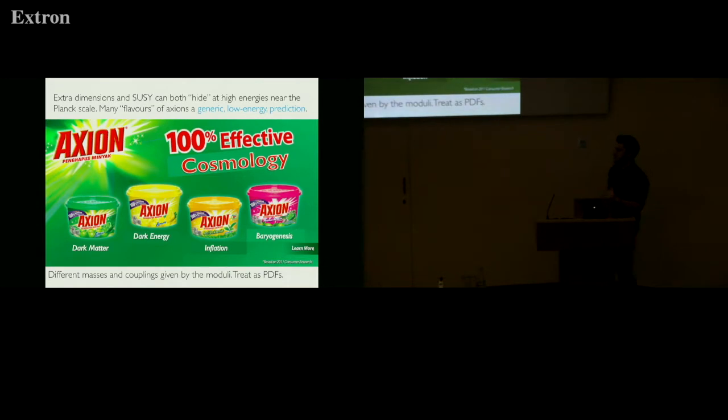But the catch is, string theory doesn't make a definite prediction. It says they should be there, but all it tells you is that the masses and couplings of the axions are specified by the moduli. But we don't know what values these moduli fields have, how big the extra dimensions are, essentially. But we can treat them as probability distribution functions. We know something about the probabilities, so we get statistical predictions about what should be in the universe.